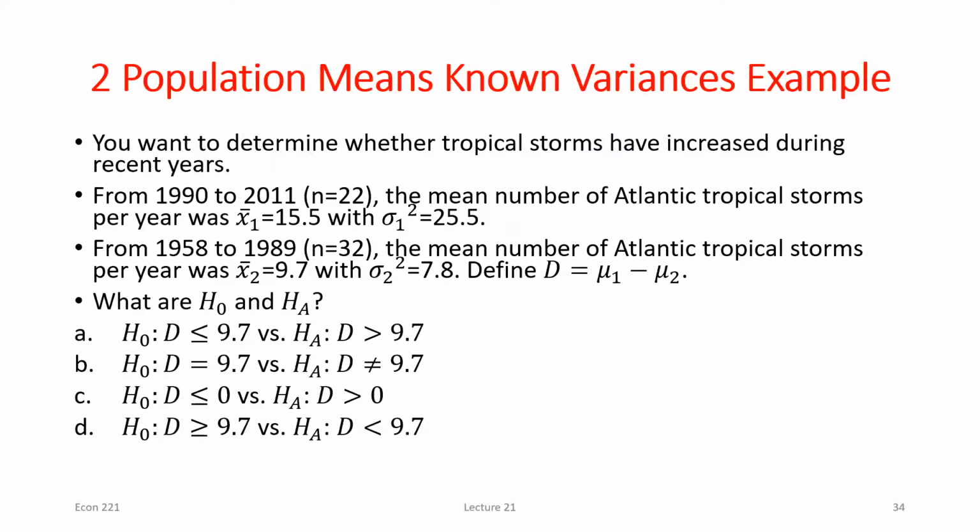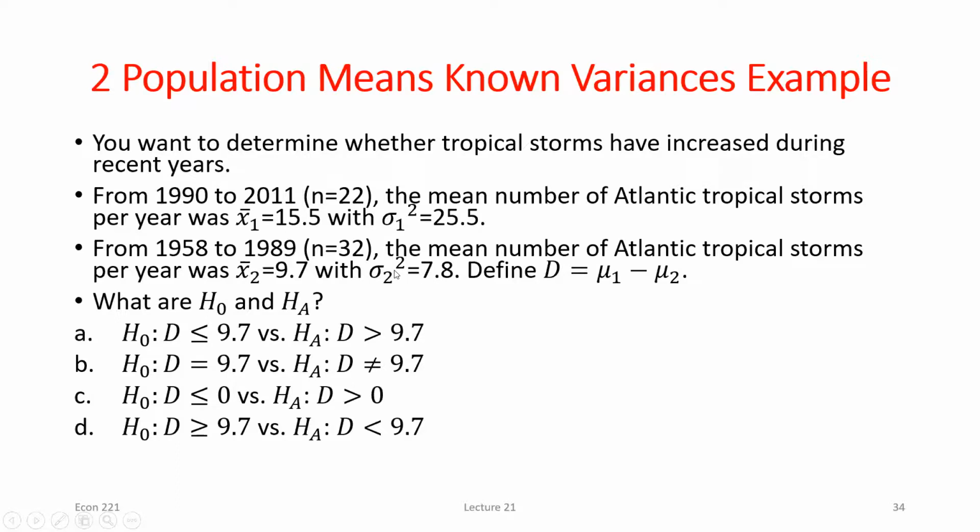So let's think about an example. So let's say I've got kind of an older time period and a newer time period. So 1990 to 2011, I've got 22 years. The average number of tropical storms in the Atlantic was 15.5. And I know from historical data, kind of, the population variance there is 25.5. I then look at an older time period, 32 years, find the average number of storms is 9.7, and I have a population variance for that time frame somehow as well.